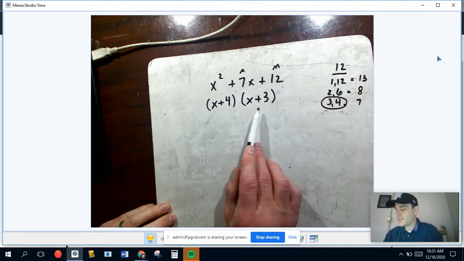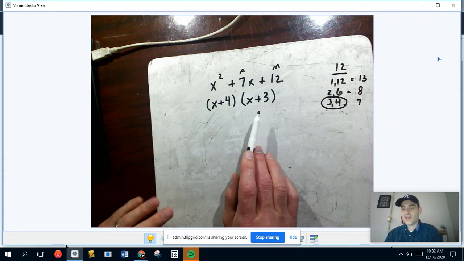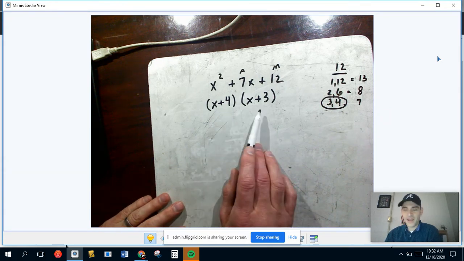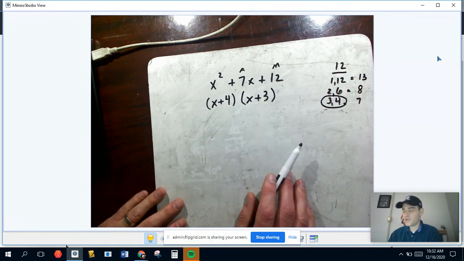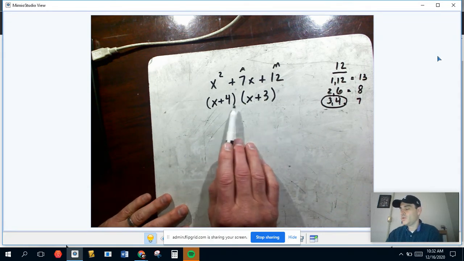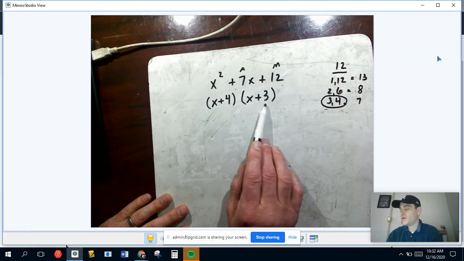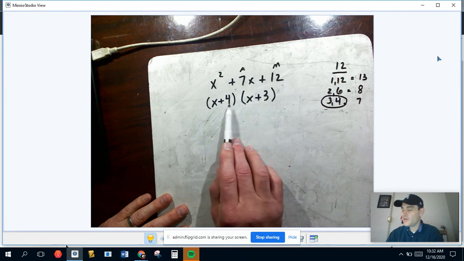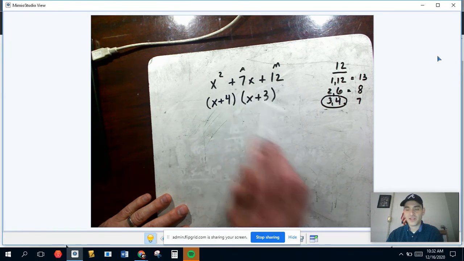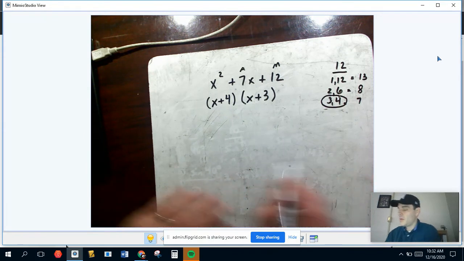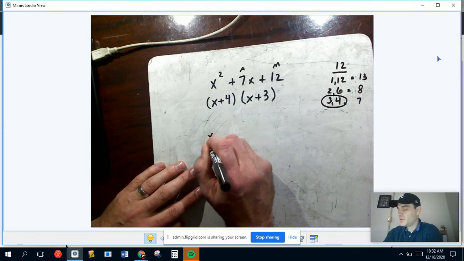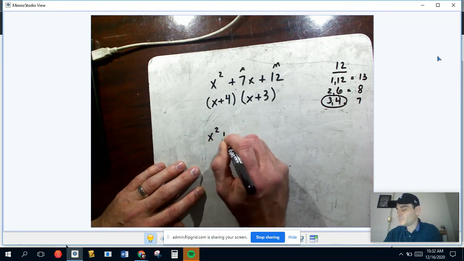I'll tell you why I put the larger number first when we see a couple examples. But the correct answer is x plus 4 and x plus 3. Now, the reason that works, you'll see if you fold them back together, but with this video, I just want to show you how to do it. We'll explain why it works later, but basically it always looks like this, and the numbers here and here multiply to 12. 4 times 3 is 12, and they add to 7. 4 plus 3 is 7.